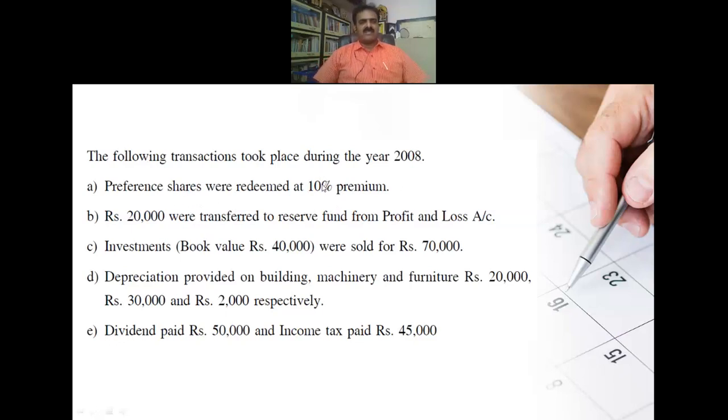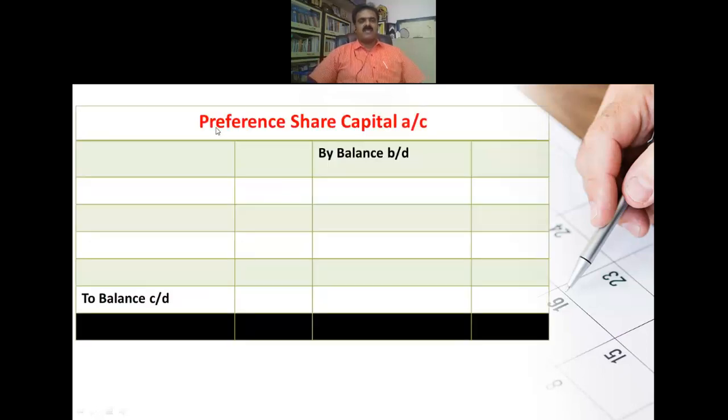So let us start with the first adjustment, that is the preference share capital account. Prepare a preference share capital account. It's a liability. Opening balance appears on the credit side and closing balance appears on the debit side. In the balance sheet, it is given as preference share capital. Opening balance is 2 lakhs, closing balance is 0.